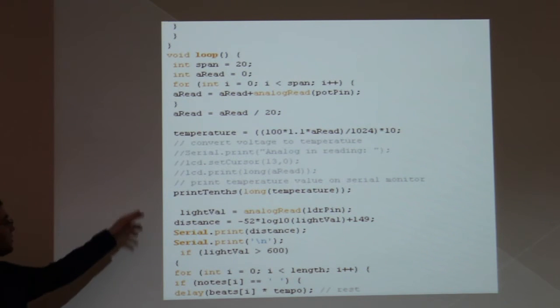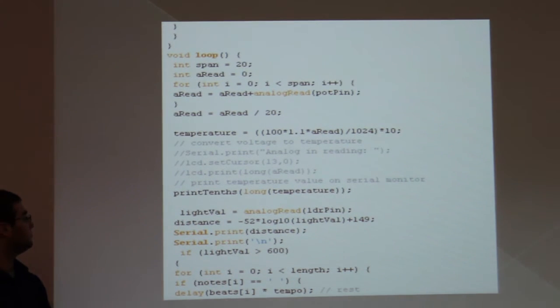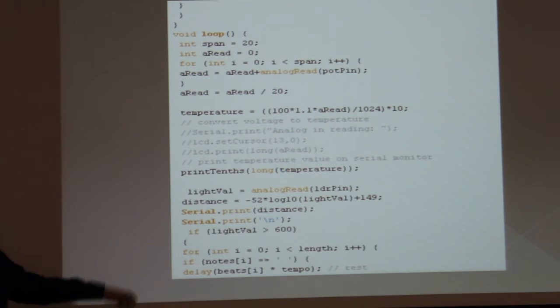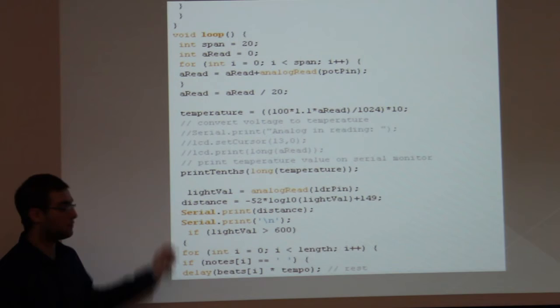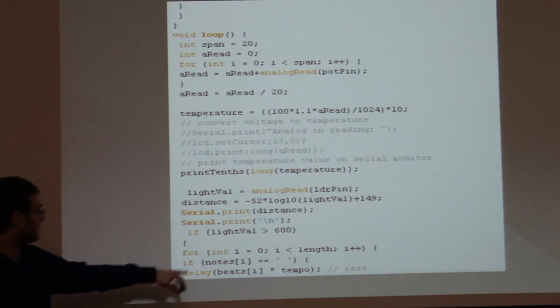So this is the temperature conversion, and I commented out the conversion to the serial port because I was debating whether to use it or not, but I decided that it would be better to just have it on the LCD display. This is the light value, and this is the distance formula that I talked about using the Excel and the graph.